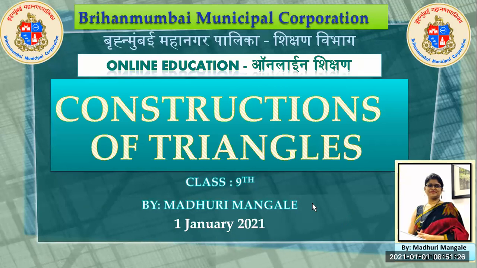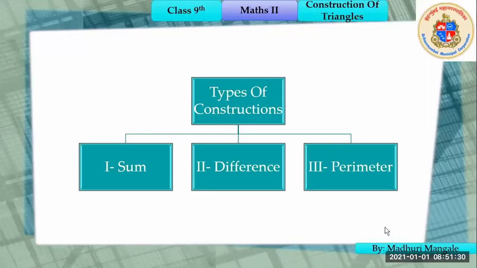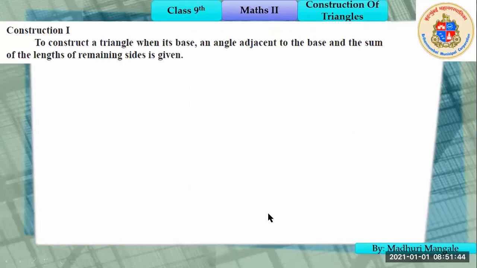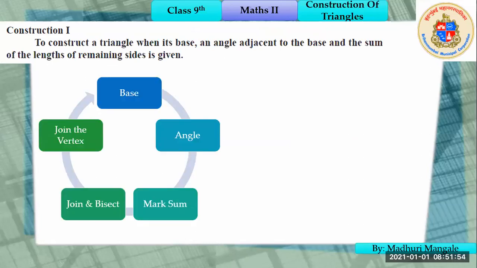Okay, so let's quickly revise what we have done so far. There are three types of constructions in this chapter. The first type is finding the construction with sum, second is using difference, and third is using perimeter. If we look at the first type, that was on sum, where the sum is given and one angle and one side is given. So how do we do that type of construction?